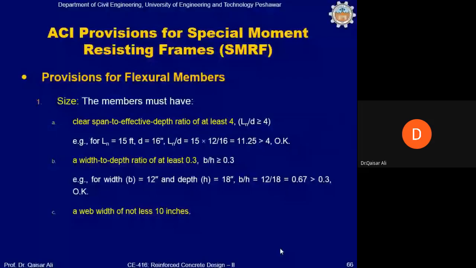Number one is on the length to depth ratio. A beam that is part of a special moment resisting frame shall have a length to depth ratio of more than or equal to 4. As an example, if a beam is 15 feet long and its effective depth is 16 inch, then the length to depth ratio is 15 multiplied by 12 divided by 16, which is 11.25, greater than 4, and this is okay. However, if the length of this beam is only 5 feet, then it will give us a ratio less than 4, and that will not be desirable.